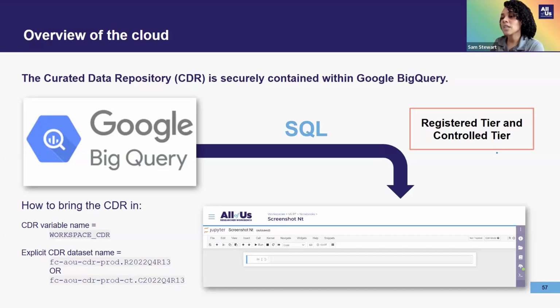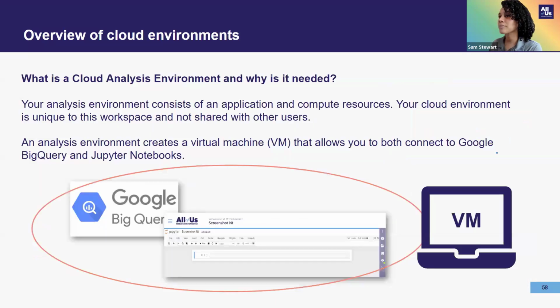But you'll use a CDR variable called workspace CDR if you want, or name your own variable, or you can use the explicit CDR name. If you're using the dataset builder, we do this for you. You just have to run the query and it'll pull as you need to. So that's kind of what's happening behind the scenes when you interact with the data set.